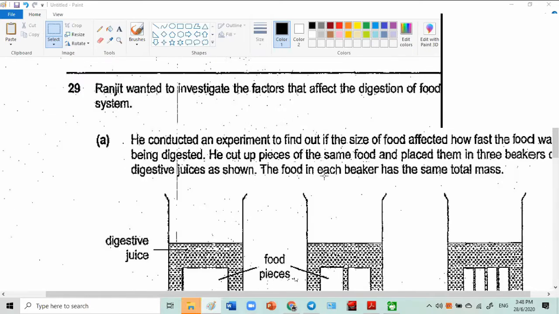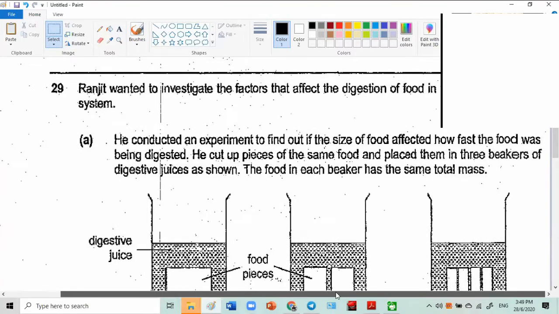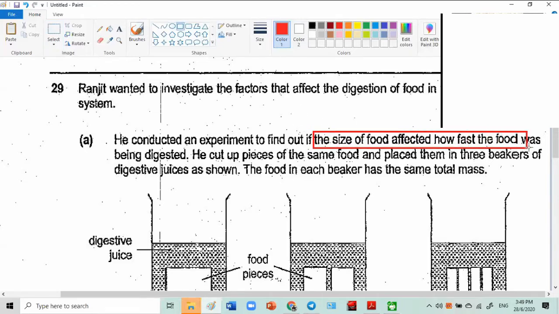Okay, Ranjit wanted to investigate factors that affect digestion of food in the human digestive system. So he conducted an experiment to find out if the size of the food affects how fast the food was being digested. Of course, the more exposed surface area, the better the digestion, right? Because the digestive juice comes into contact with more surface area, yes or not?